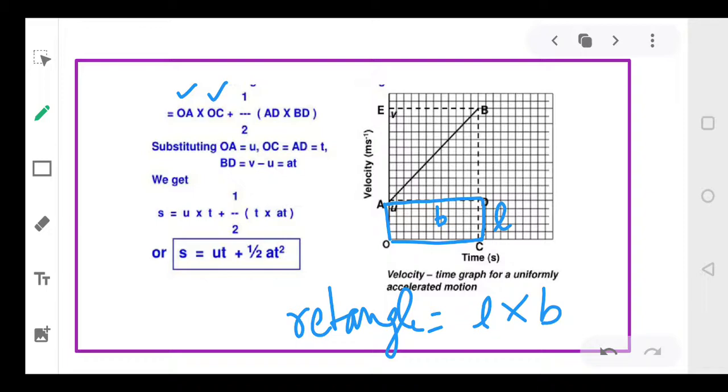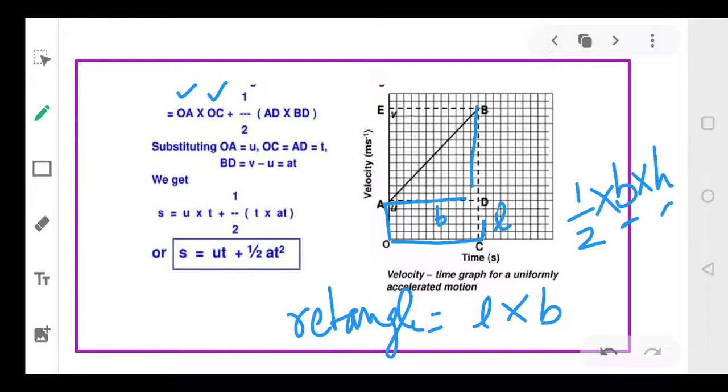OA into OC plus area of triangle. Area of triangle क्या होता है? Half into base into height. I hope you remember, area of triangle is half base into height. So this is your height and this is your base. So half into AD, into BD. BD is your perpendicular. Base is AD and height is BD. So area of rectangle plus area of triangle.